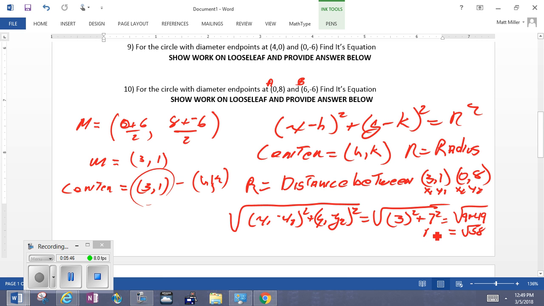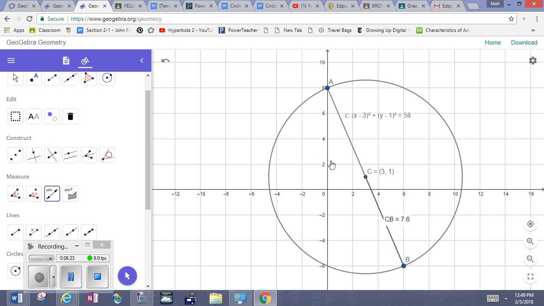Now, r is equal to the square root of 58, which means r squared is just 58. So then there comes my equation: (x - 3)^2 + (y - 1)^2 = r^2, and r is equal to radical 58, so r squared is just 58. And lo and behold, that should be identical to the equation that GeoGebra found for us.